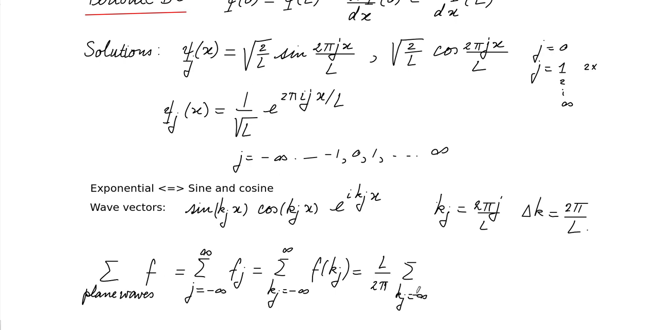by inserting an extra delta k in the sum. Then we recognize this sum together with the delta k as a Riemann sum, and we can write this as L over 2 pi. And now we have an integral running from minus infinity to plus infinity of f_k dk.